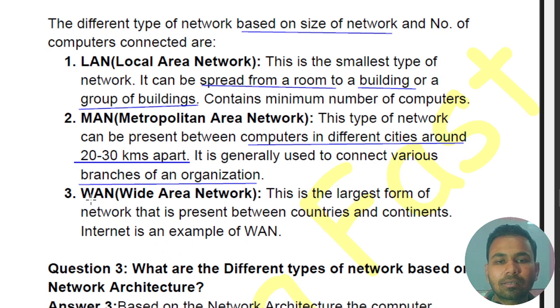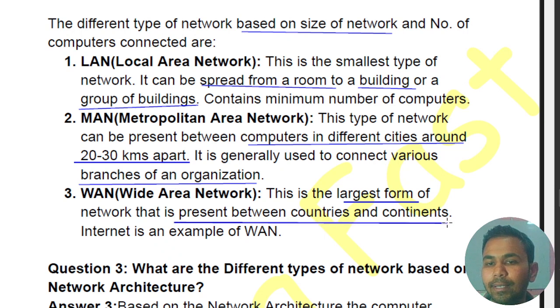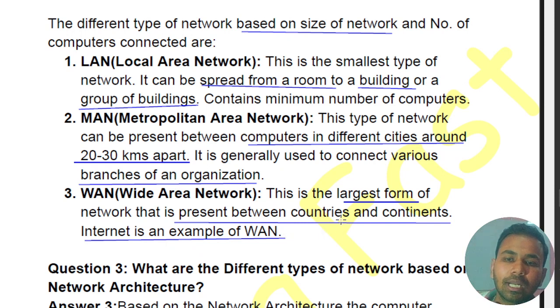Third is the largest type of network, that is wide area network. It is the largest form of network that is present between countries and continents. Example is internet. So the largest form of network that you can imagine, that is present between countries or between continents, connecting all over the globe, is known as what? Wide area network. Question number 3, what are the different types of network based on network architecture?